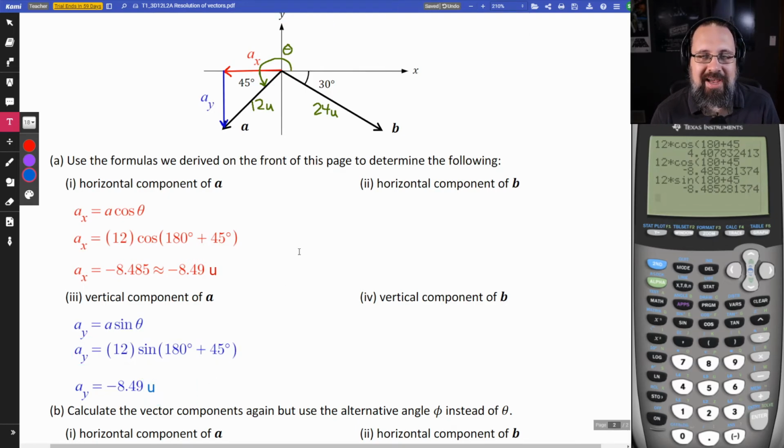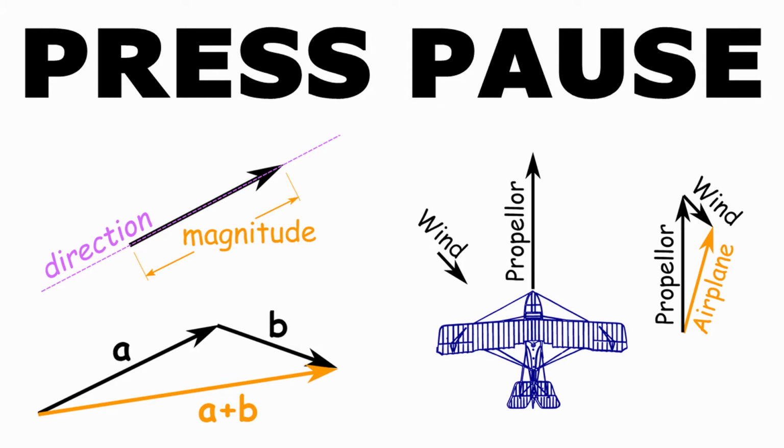Okay, did you guys figure out why they're the same? It's because it's a 45-degree angle. When you have a 45-degree angle, that's going to be the diagonal of a square, which means AX and AY have to be the same. All right, I want you guys to pause the video now and go ahead and find the horizontal and vertical components of this other vector over here, of vector B. So pause the video and go do that.